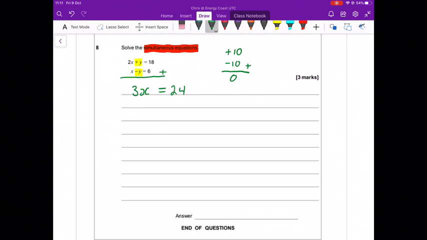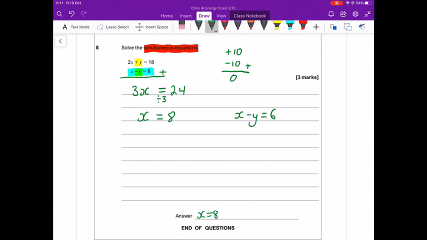3x is 24. 3 times something is 24, so I'm going to divide both sides by 3. So x equals, how many 3's go into 24? 8. So I've got part of my answer, x equals 8. Right, we're almost done. Let's have a look at this second one here. I'm going to rewrite it here on the right-hand side.